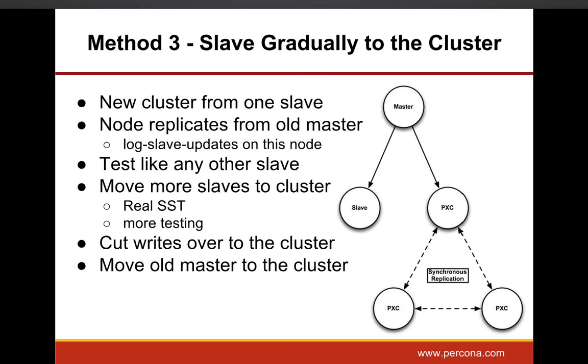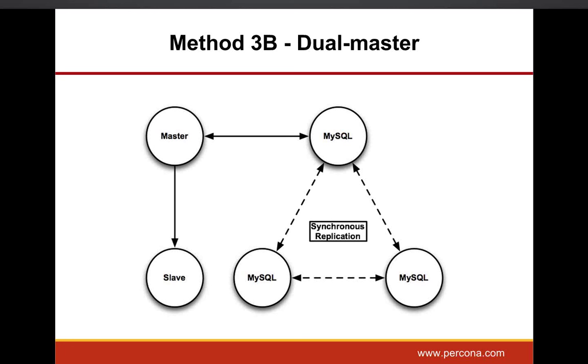Now, the only thing about this is what about rollback? Let's say you cut writes over to the cluster. Is that really the point of no return? Well, not necessarily. You could theoretically have that node in your cluster that's replicating from the master also replicate back to the master. So if your application flipped between the cluster and the master, theoretically all the data goes in both directions just fine. And if you have any issues on the cluster, you could always flip back.